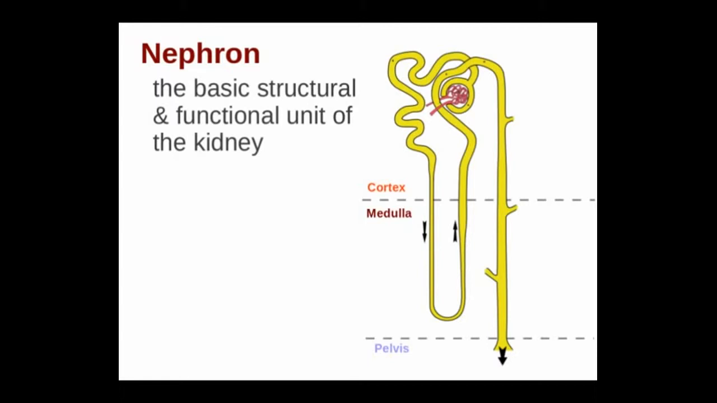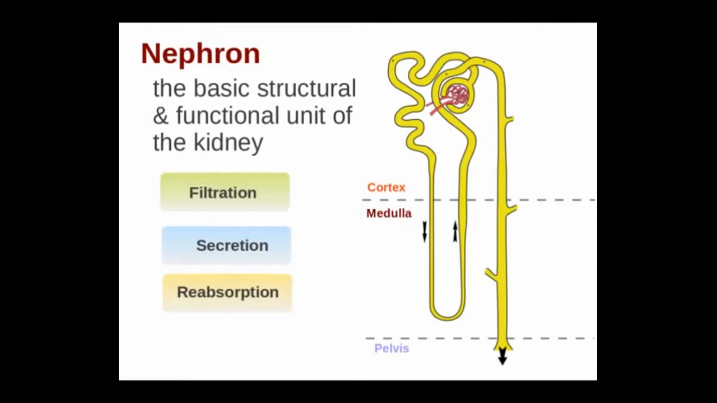So the nephron is the basic functional and structural unit of the kidney. And as you can see, the nephron extends from the cortex through the medulla, with a little bit of it sitting within the pelvis. Now, the nephron is responsible for four key processes, and these are interrelated processes that happen in the kidney: filtration, secretion, reabsorption, and excretion.